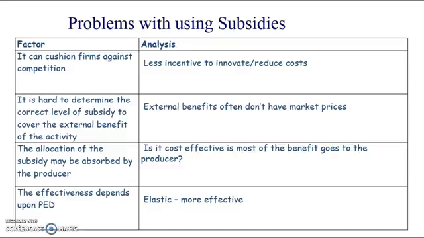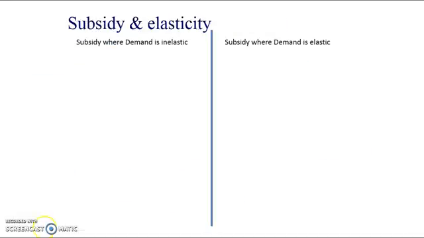And finally, same thing as we had for indirect taxes, but the effectiveness of these subsidies, because they're going to change prices, is going to be dependent on the price elasticity of demand. So where we have elastic demand, it's going to be much more effective than where we have inelastic demand. So let's just quickly draw these because they're quite straightforward.